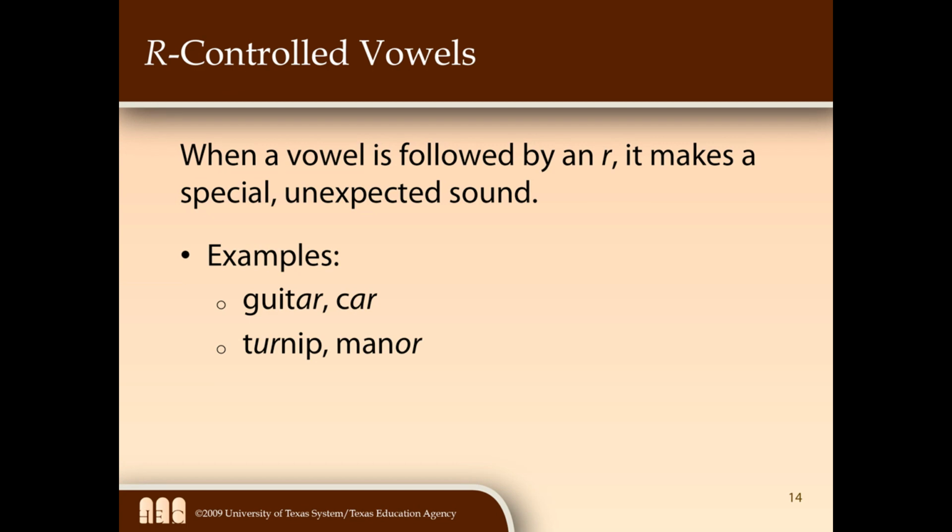Think of the word car. It's not the A sound. The R is controlling the sound of that vowel, car. So an R-controlled vowel controls the sound the vowel makes in a word. Usually it's the vowel followed by the R.